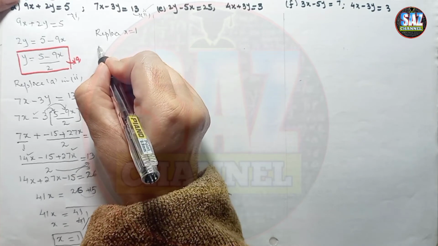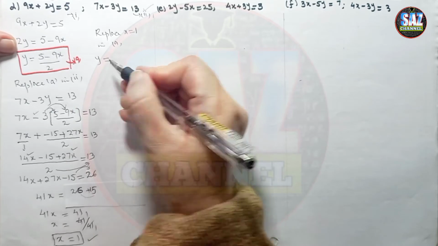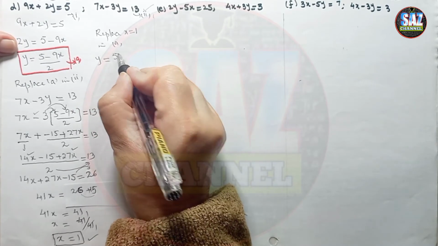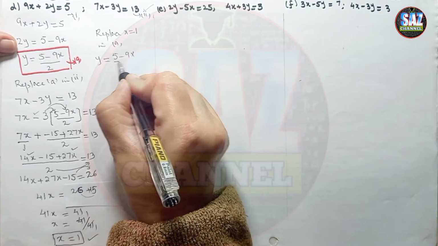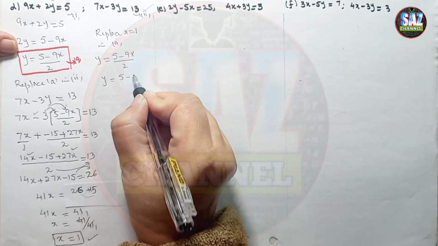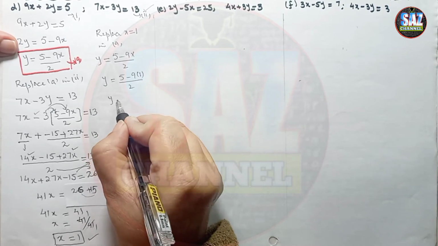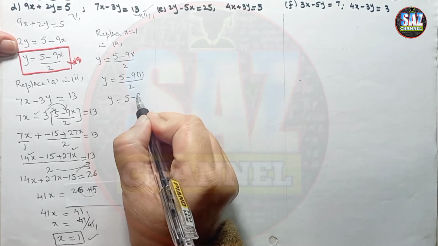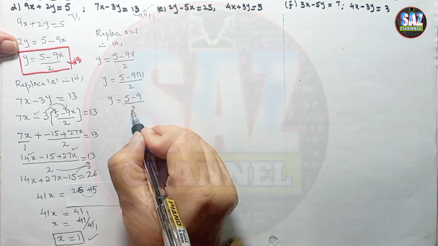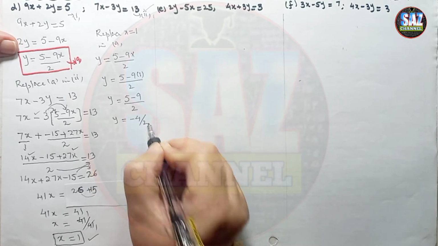1 in A. So the equation will take the form y equals to 5 minus 9x by 2. As x is 1, so 5 minus 9 times 1 upon 2, or y equals to 5 minus 9 upon 2. 5 minus 9 is minus 4 by 2.